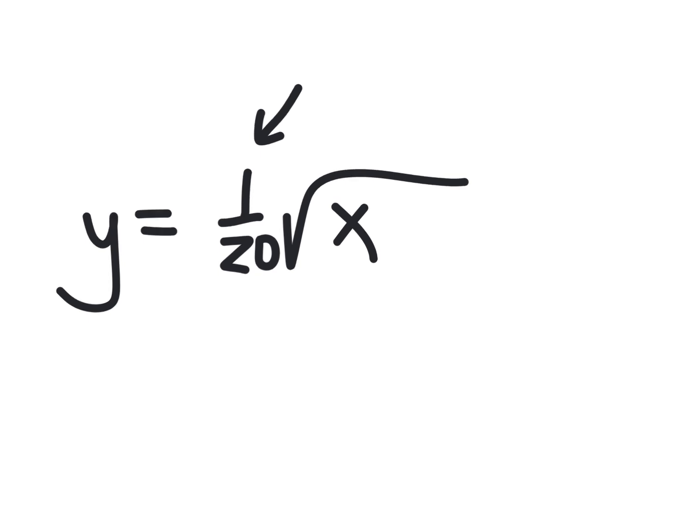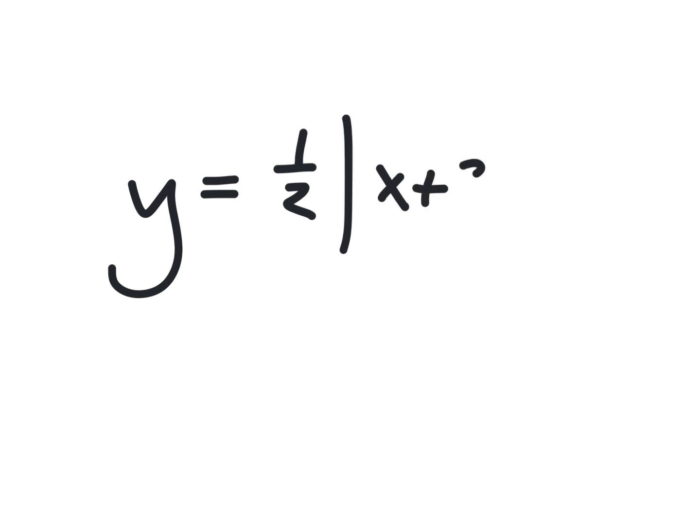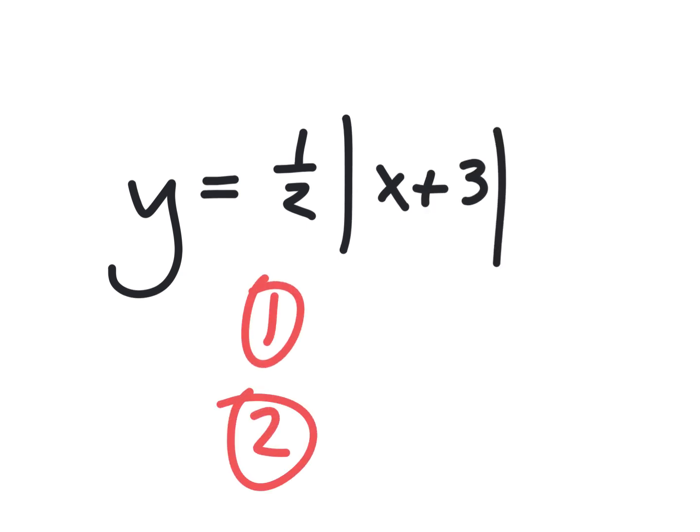All right, so if you understood that, here's a typical test question. If I put a 1/2 in front of an absolute value that has a +3 in it, you would have to be able to tell me what two things were done to this function. Hint, use the word vertical or horizontal, and use the word left or right, or maybe you have to use the words up or down. What are the two things that have been done to this? I'll pause while you talk to the kid next to you.